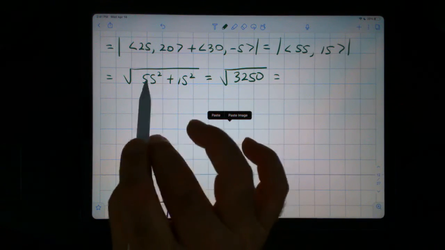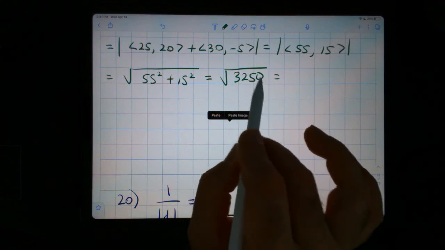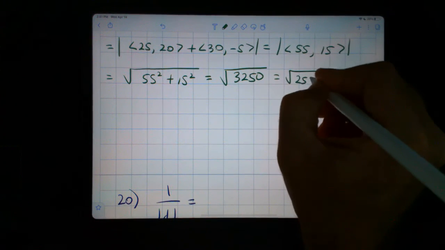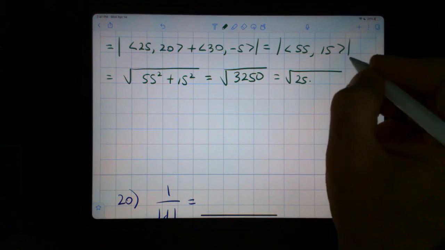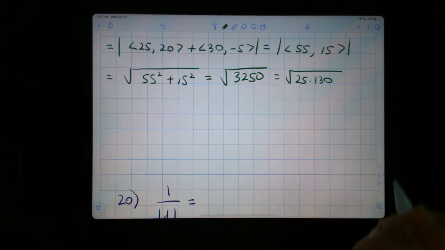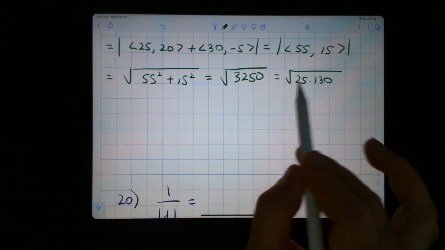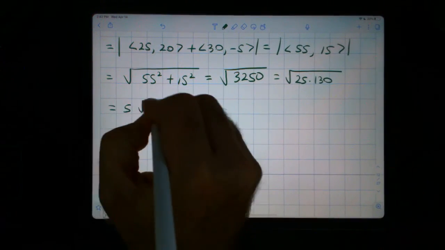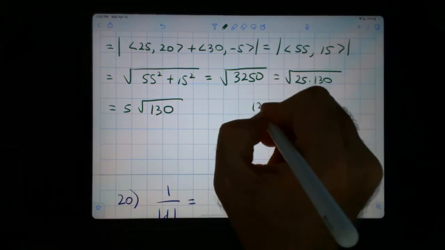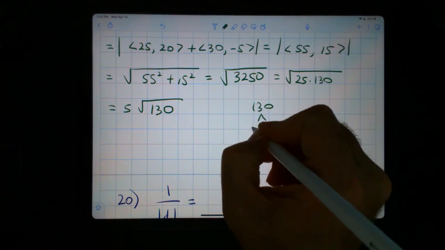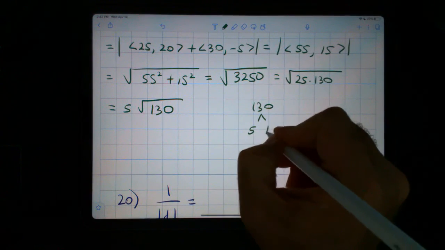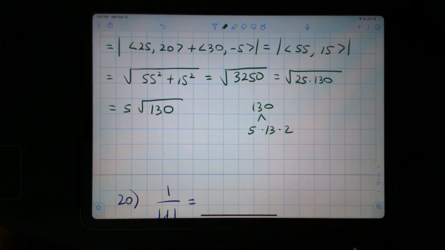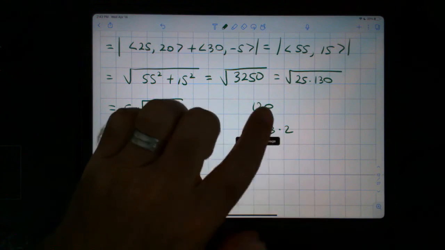Since I had a lot of 5s in here, I divided this by 25. And because it's a square root, we have a product, and the square root of 25 turns into a 5. The only factors of 130 are 5, 13, and 2. No perfect squares in there. 10 times 13 is 130.